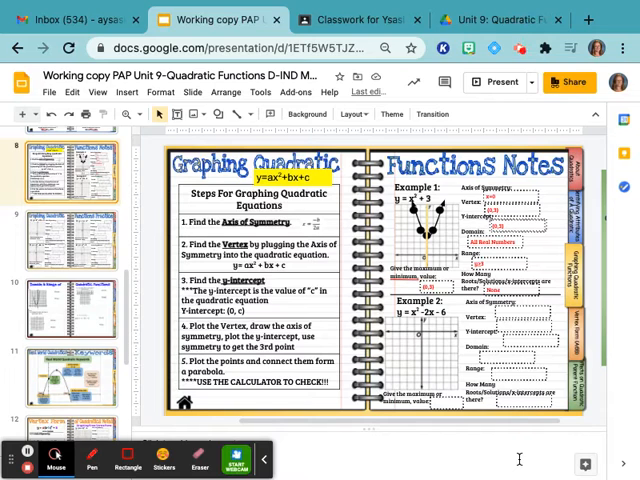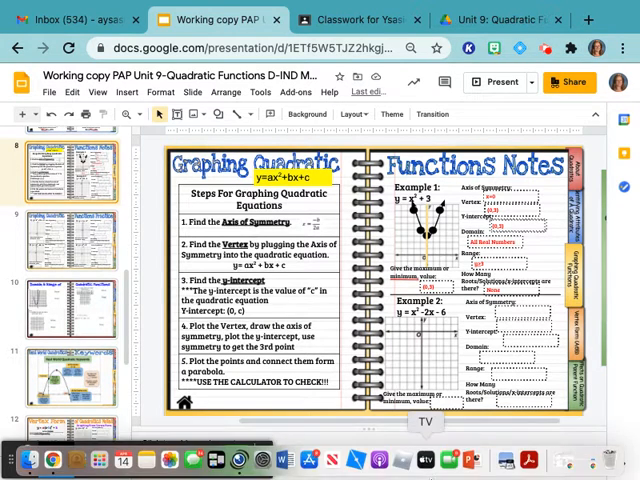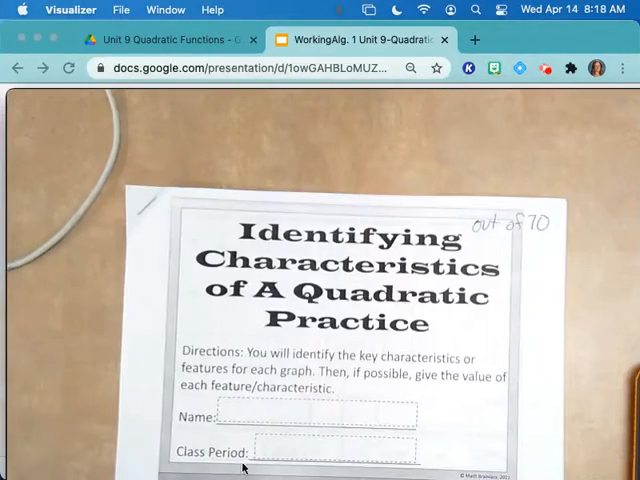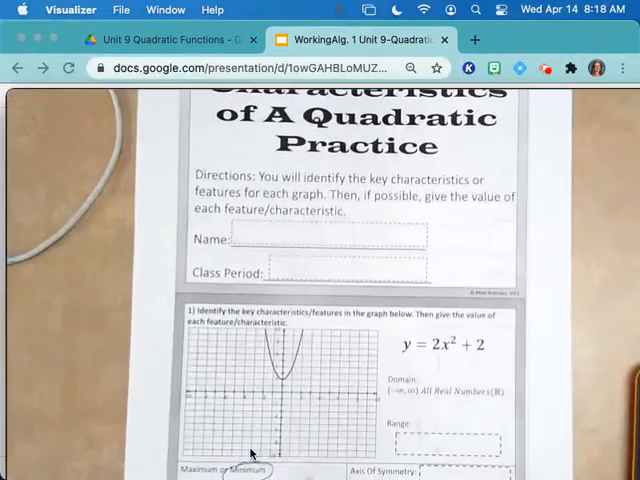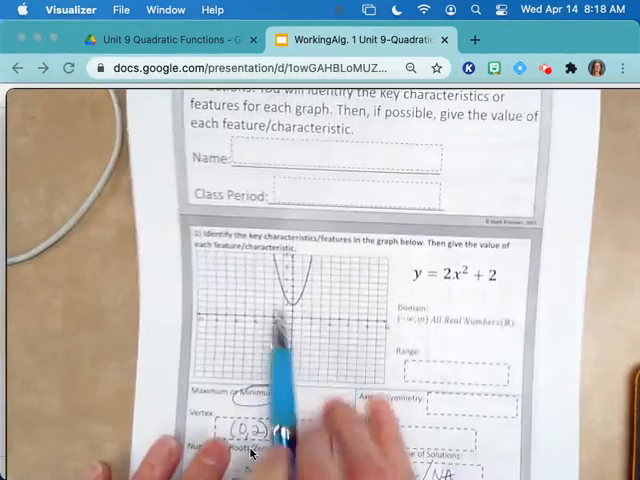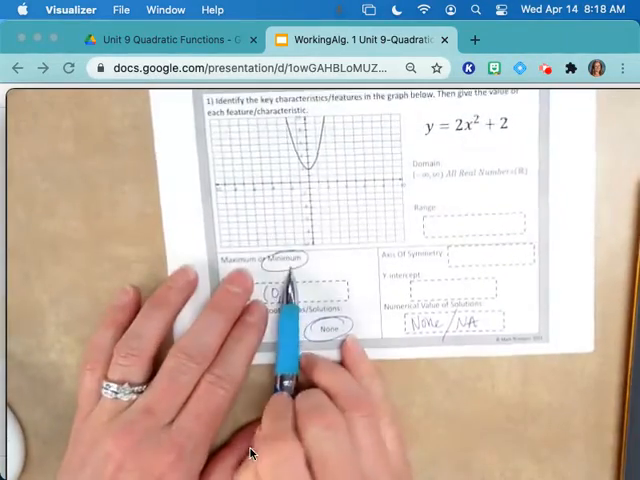We are continuing to talk about quadratic functions and graphing them. There is one thing I want to look at from your homework from yesterday. Whenever you have your value, make sure you don't miss the maximum or minimum.